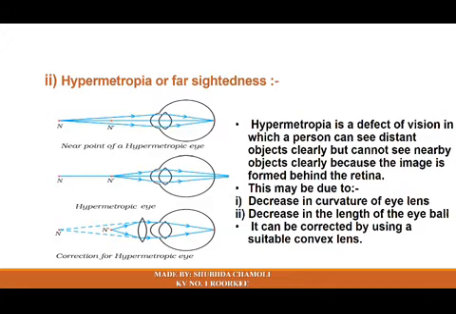So what can be the reason behind it? It may be due to the decrease in curvature of the eye lens and decrease in the length of the eyeball. So how are we going to correct this defect of vision? This defect of vision can be corrected by using a suitable convex lens, as it is clearly shown in the third figure that by using a convex lens the image is again formed at the retina and the vision defect is corrected.